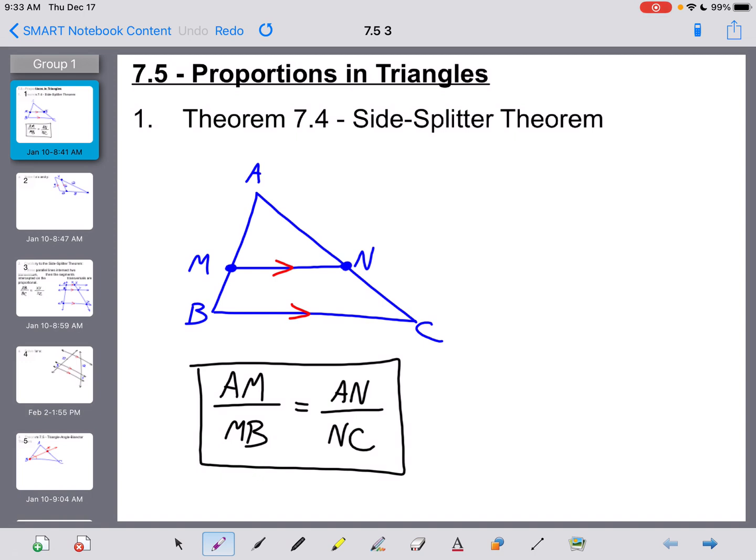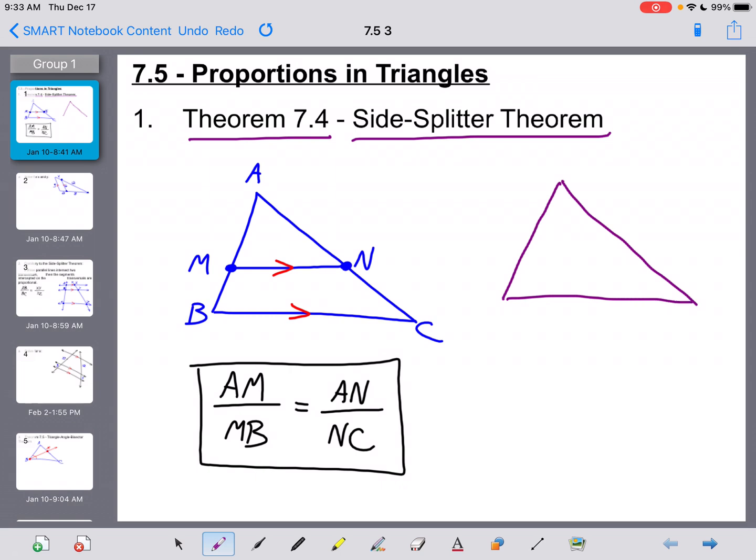So what we have here, first of all, theorem 7.4 has one of my favorite theorem names of the entire year. It's called the side splitter theorem. So if we take a look at what's going on within this, I wish I could have drawn this live for you guys. I guess I can do that now. If we start off with this big outer triangle, triangle ABC, then what we essentially try to do is look at two of the sides here.